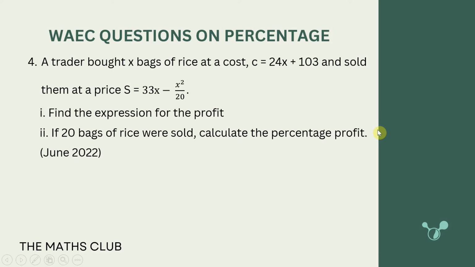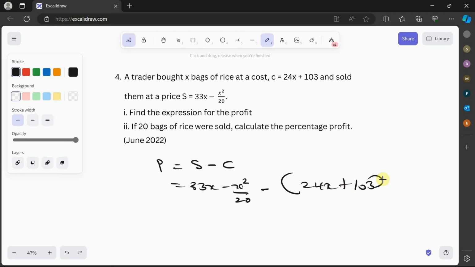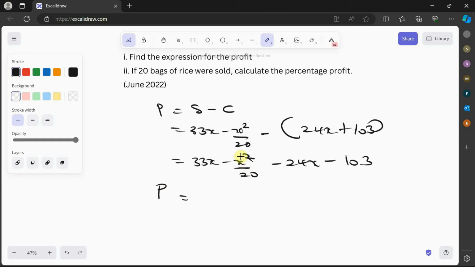Welcome back. Let's solve it together. So we know the equation for the C, we know the equation for the S. Profit P is equal to S minus C, selling price minus cost price. So that will be 33x minus x squared over 20 minus open brackets 24x plus 103. So we need to expand the brackets. That will be 33x minus x squared over 20 minus 24x, minus times plus is minus, so minus 103. P is equal to, x squared is always coming first, so that will be minus x squared all over 20. 33x minus 24x will give you plus 9x, and then the minus 103 comes last. So that is our answer for question 1.